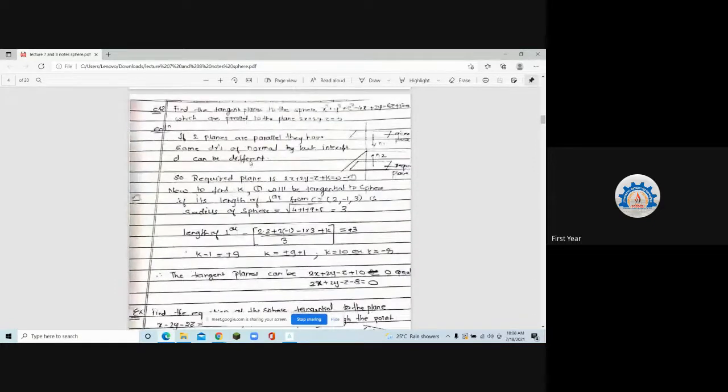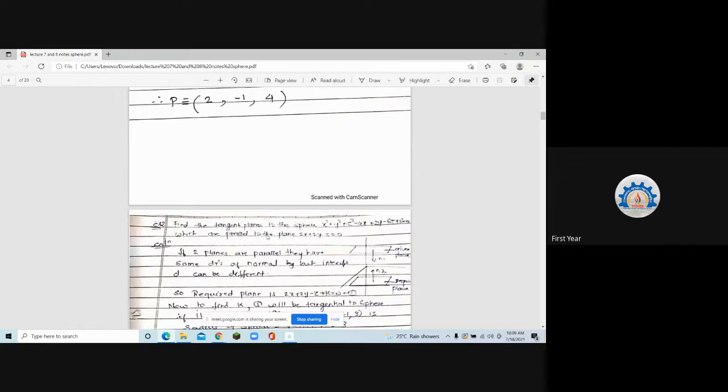So that was about proving that the plane is tangential. Now the other type of questions which can be there on tangent plane are as follows. So look at question 2 which I have written here. Don't go through the solution first, just try to understand the question. Find the tangent plane to the sphere, the sphere is given, which are parallel to the plane 2x plus 2y minus z is equal to 0.